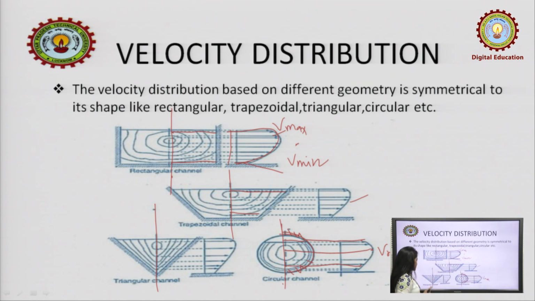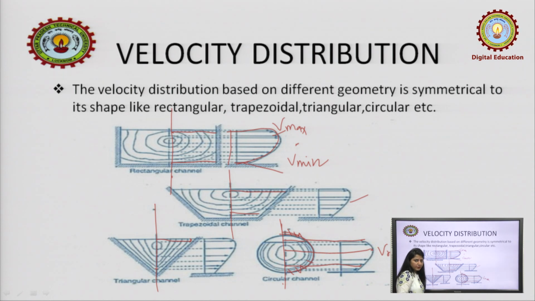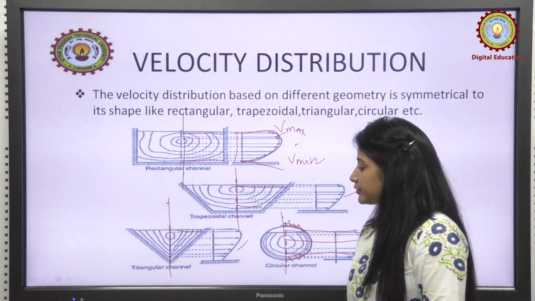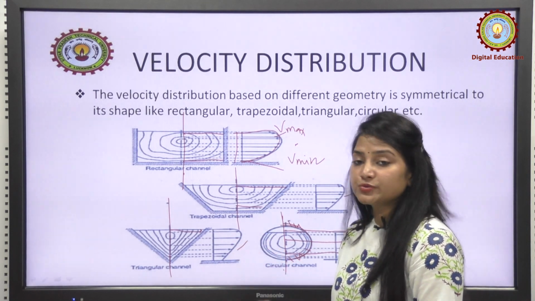Coming to the triangular section, again at the top you can see it has maximum velocity, and at the bottom it does not have minimum. In fact, it has negligible velocity, but we cannot say it is 0 because it keeps moving at a certain velocity, it keeps on flowing. This was the contouring of velocity distribution in the triangular section. This is based on the geometry of the channel.